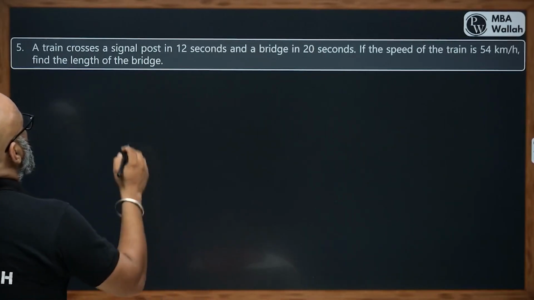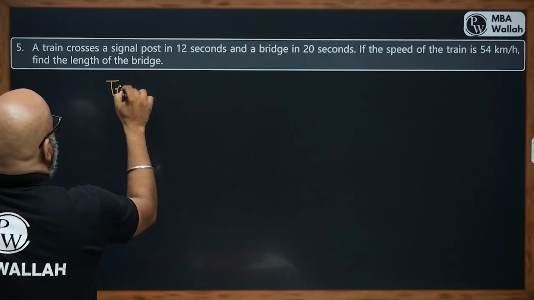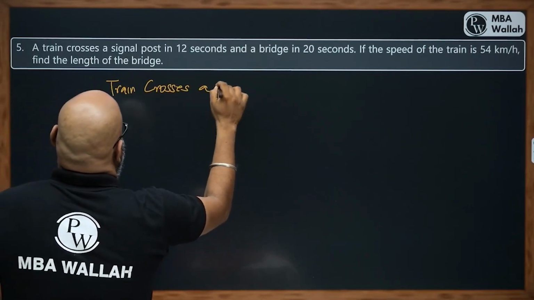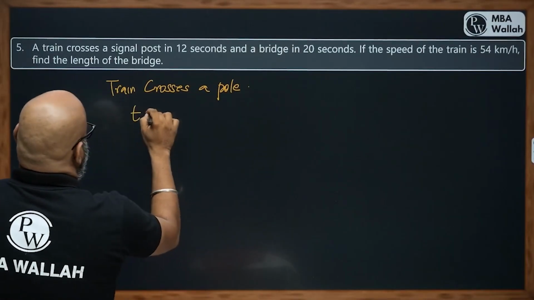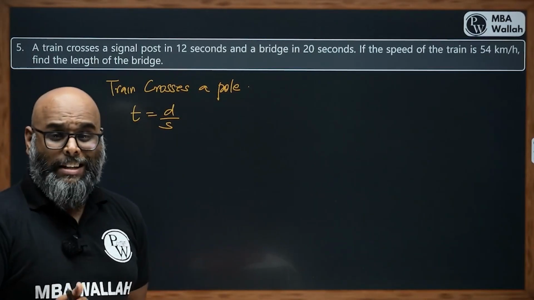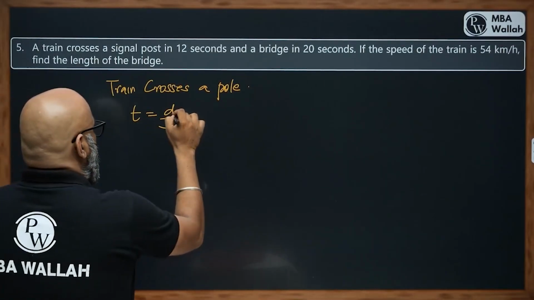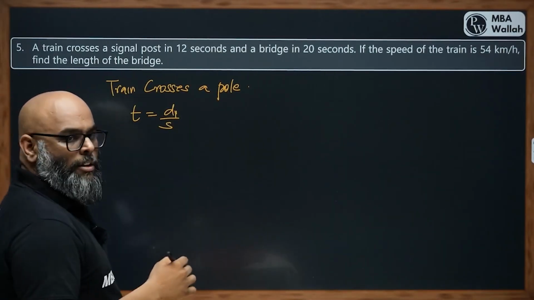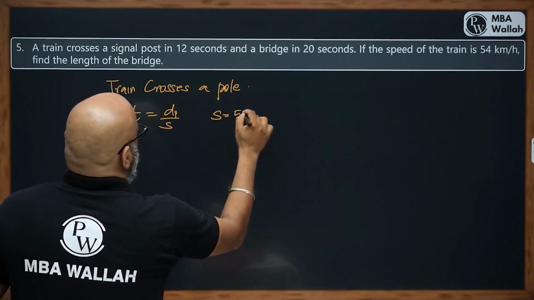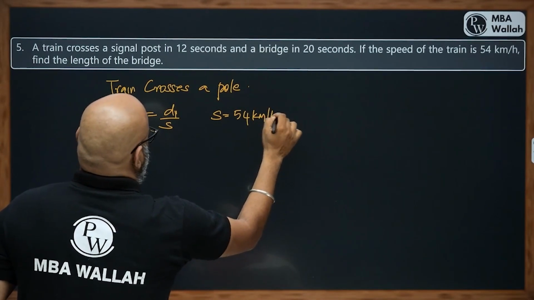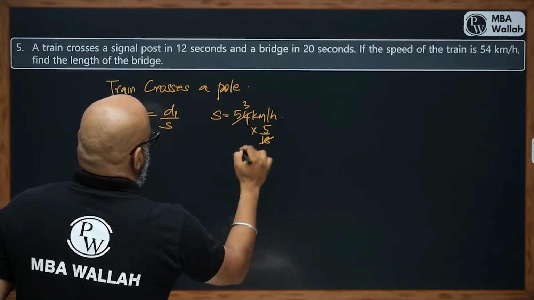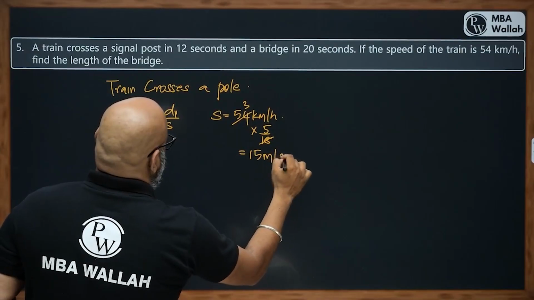Now let's do this. So when a train crosses a pole, time taken will be d by s. Since you are dealing with two distances, the train's distance and the bridge distance, I'm going to call it d1 by s, where d1 is the length of the train. The speed of the train is given as 54 kilometers per hour. So multiplied by 5 by 18, we'll get 3 times 5, which is 15 meters per second.